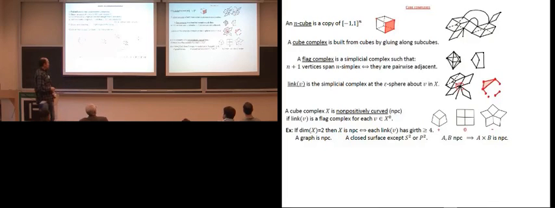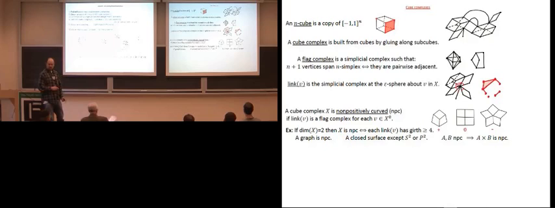Although this is really a high-dimensional theory, cubes of any dimension are allowed. It's good to have in mind just the 2-dimensional case. Almost all understanding of this and intuition about it comes from 2 dimensions. So if your complex is 2-dimensional, then X is non-positively curved precisely if each link is a graph that has girth greater than or equal to 4.